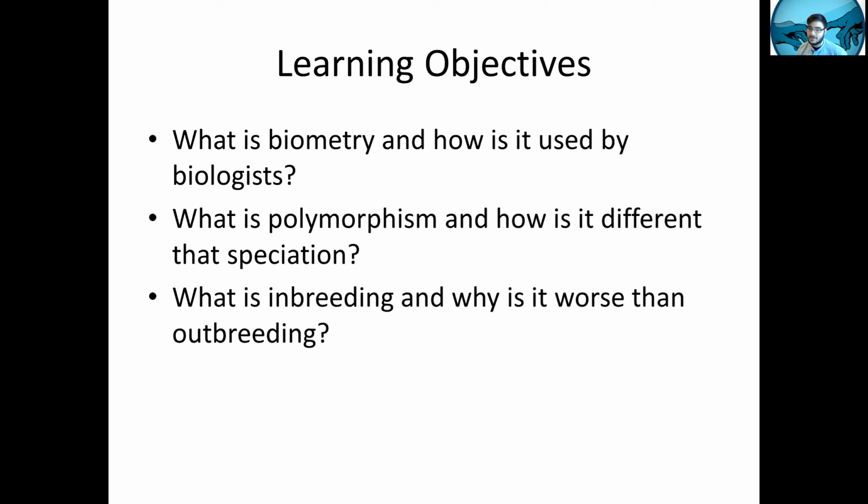Learning objectives for today. What is biometry and how is it used by biologists? I'll also be talking about what is polymorphism and how is it different from speciation. We're also going to talk about what is inbreeding and why is it generally worse than outbreeding.